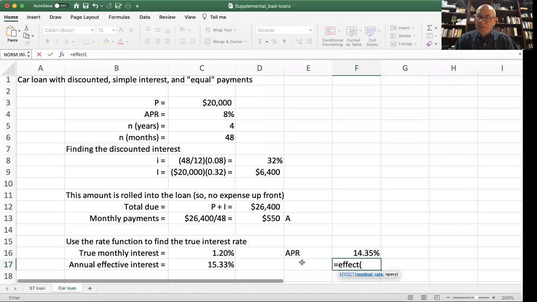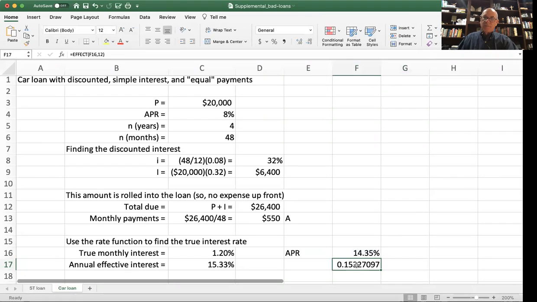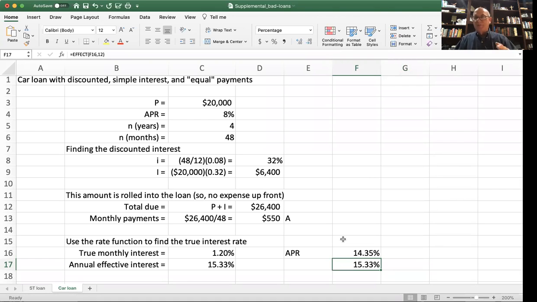And effect has only two arguments. The first argument is the nominal annual rate, the APR, which I can then click on there. And then the next argument is the number of periods per year, 12 for us. And you'll see I get 15.33%. So it's the same. You can use the effect, and then you don't have to use that 1 plus formula. But you have to be very cautious. There's some neat tricks you can play with the effect function. You can also make some real mistakes.